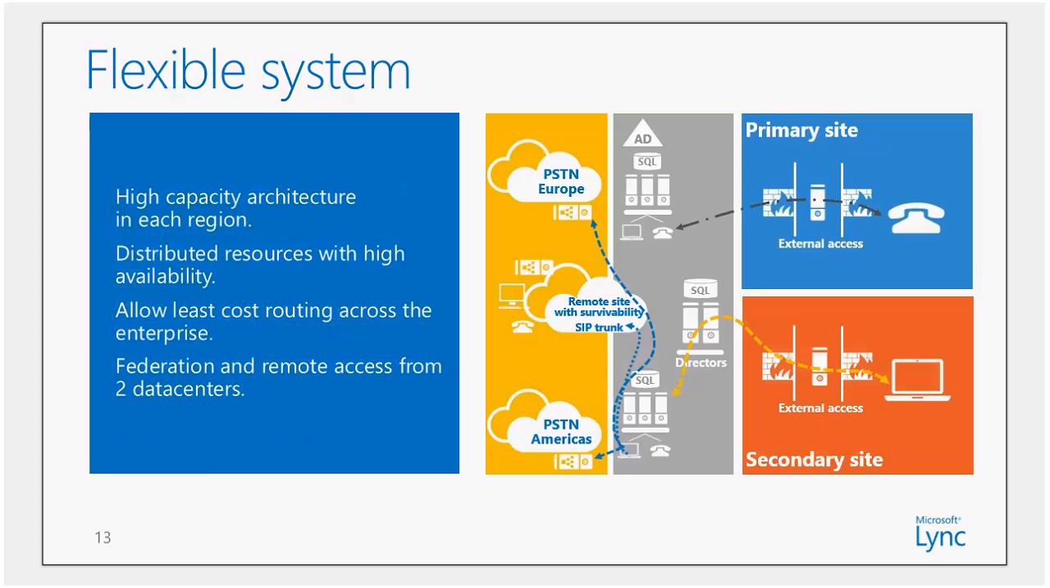So now when we start talking about the flexibility and high capacity in each region, we start looking at distributing those. Again, we have a primary site and a secondary site going through multiple data centers. So we can have that complete failover, whether it be, you can see here, we have a European office with PSTN connectivity, an America's PSTN connectivity.